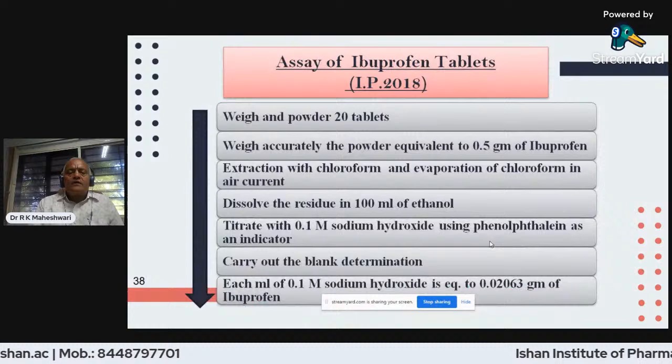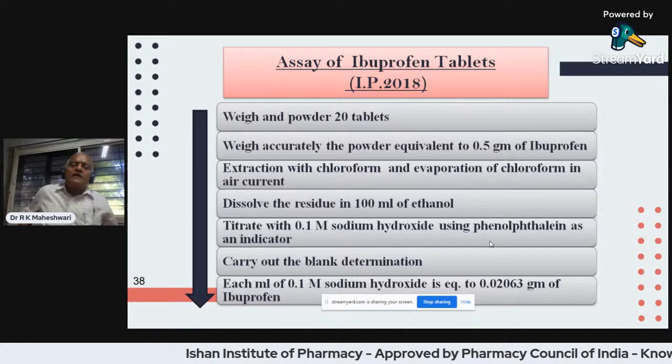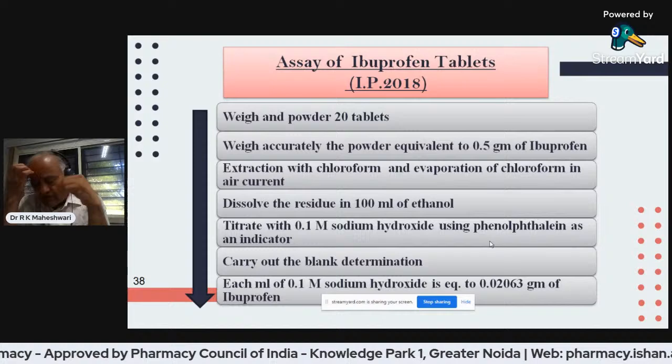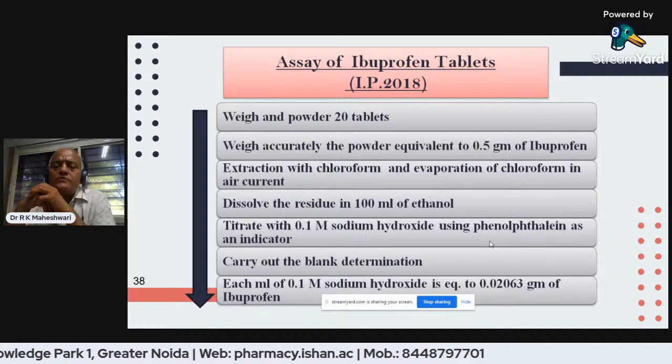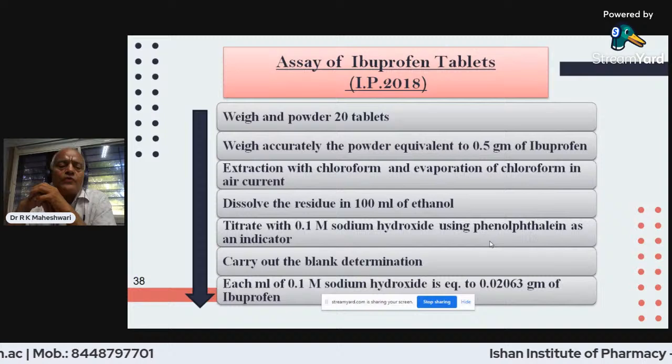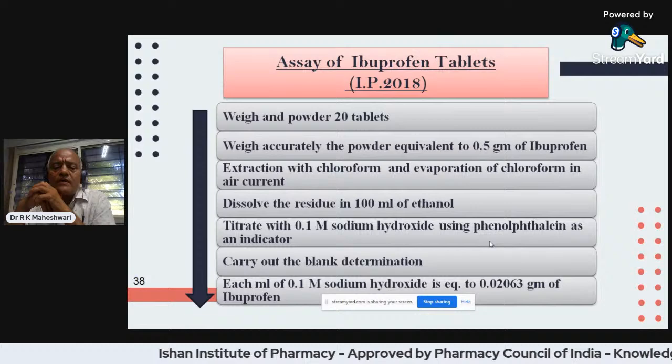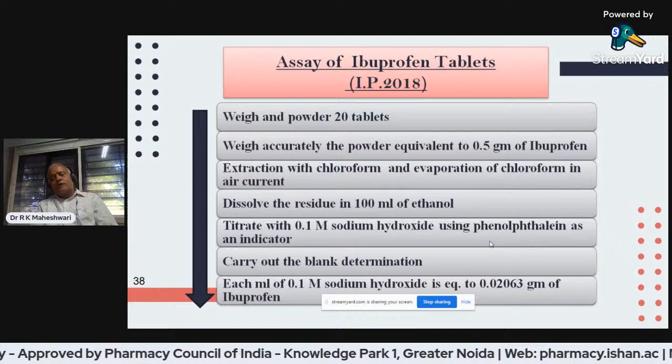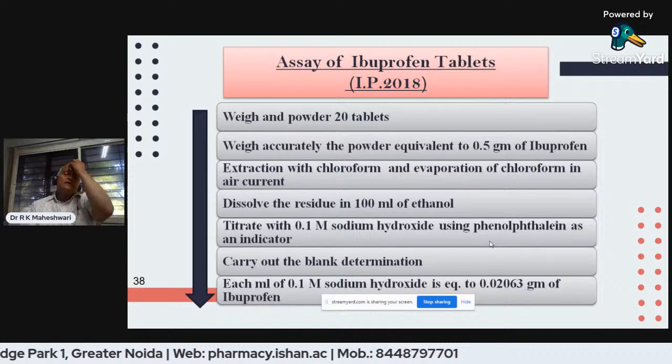Now, ibuprofen tablet, I will discuss in brief. There is involvement of two organic solvents in the assay of ibuprofen tablet, IP/BP method. In this method, weigh and powder 20 tablets, weigh accurately the powder equivalent to 0.5 gram of ibuprofen. Extract with chloroform and evaporate the chloroform in an air current. Dissolve the residue in 100 ml of ethanol. Titrate with 0.1 molar sodium hydroxide solution using phenolphthalein as indicator. Carry out a blank determination. Each ml of 0.1 molar sodium hydroxide is equivalent to 0.02063 gram of ibuprofen.